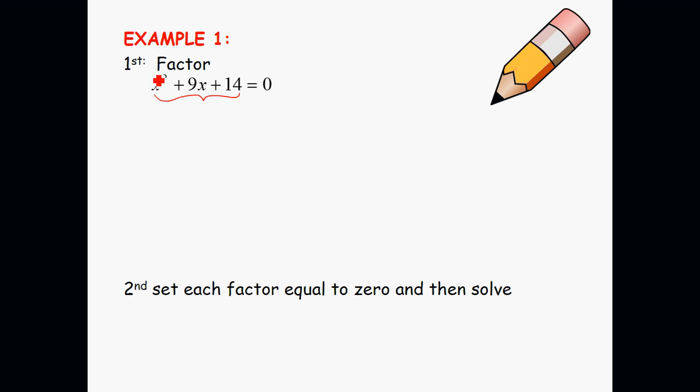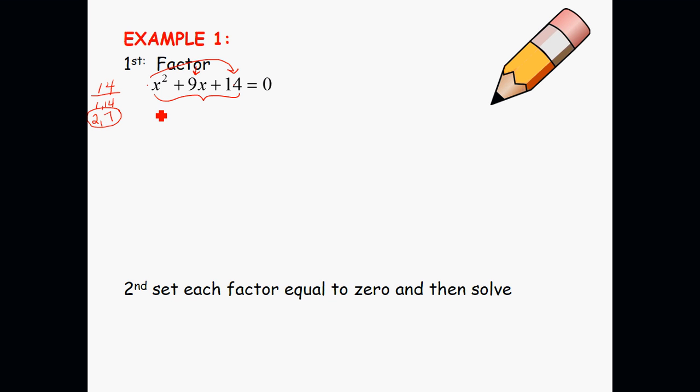So remember with the AC method, you take the number in front times the number in back. So 1 times 14 gives me 14. And then we ask ourselves what multiplies to make 14, but would add to make the middle number 9 here. So we would say, 14. Well, that's 1 times 14, 2 times 7. We want the pair that adds to make 9. So that'd be 2 and 7.